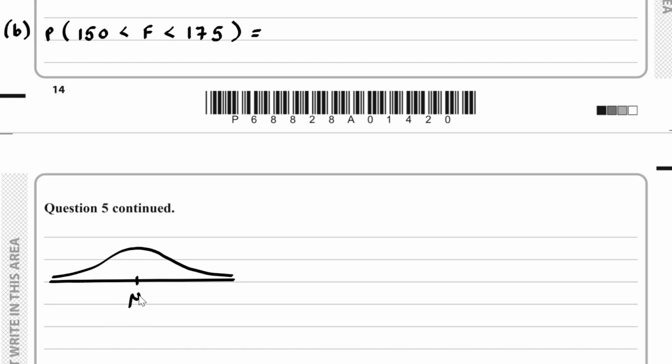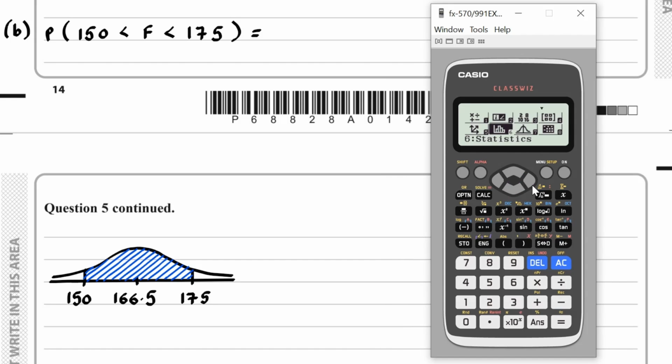We've got our mean over here. Here somewhere we've got 150. Here somewhere we've got 175. Our mean is 166.5. What we're required to do is find this probability. So if we find that probability on our calculator, if we go to the distribution section, we have a normal CD. The lower limit is 150. The upper limit is 175. Sigma is 6.1. Mu is 166.5. So it turns out we get 0.91484, etc.